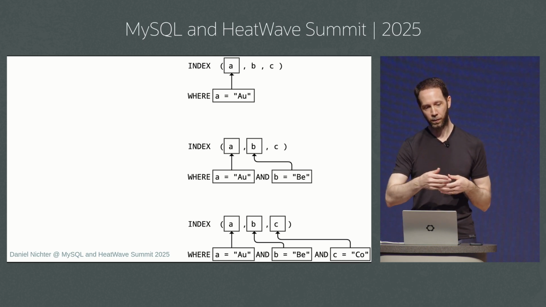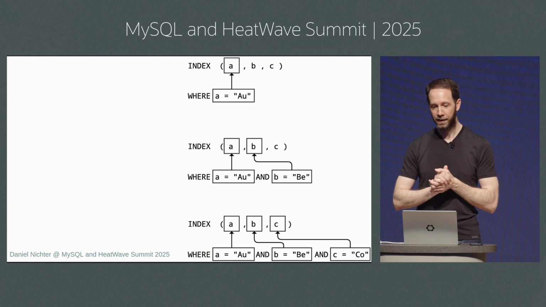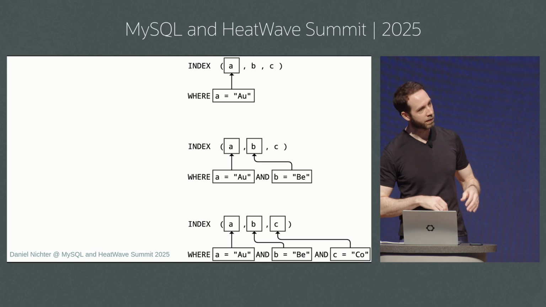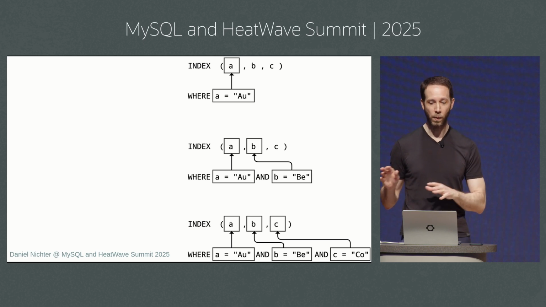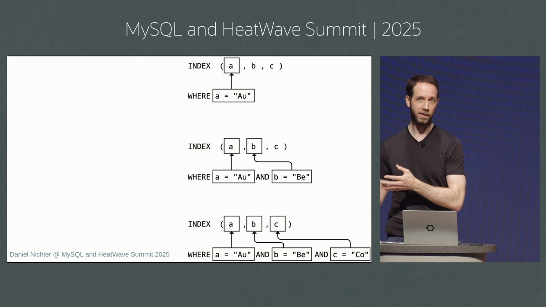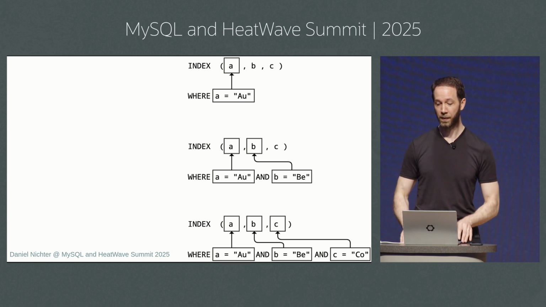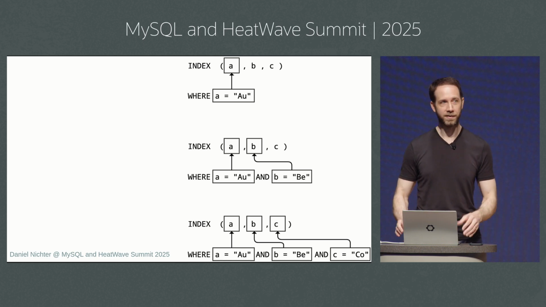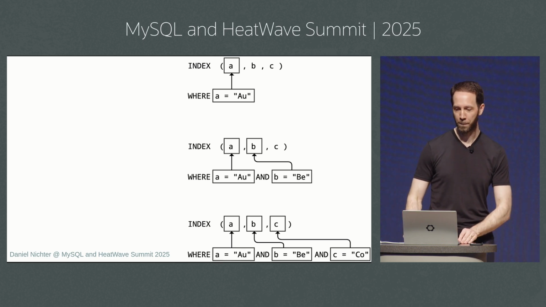So to state this another way, what it means is that, like in that top example, you can't have a condition just on column B or C without A, because then you're not using the leftmost prefix of that index. This is a very simple thing, but there are people who don't know this. And again, your index is not going to be used by MySQL unless it follows the leftmost prefix.